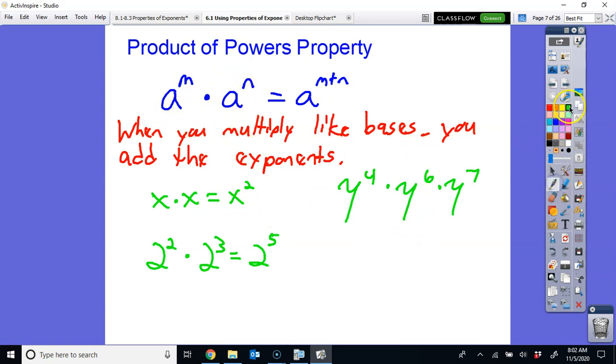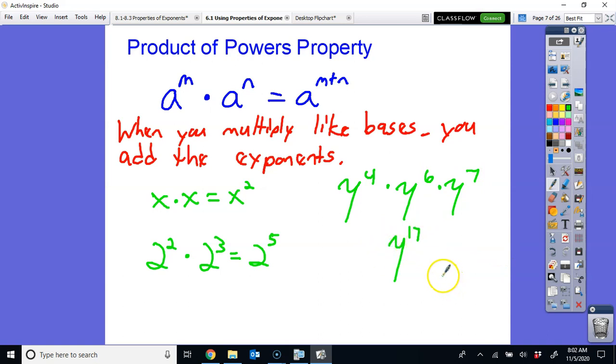So take a look at this example over here. Maybe try it before Mr. Harrison goes through it. y to the 4th times y to the 6th times y to the 7th. If you tried it, hopefully you got y to the 17th. 4 plus 6 is 10. 10 plus 7 is 17. So y to the 17th power.